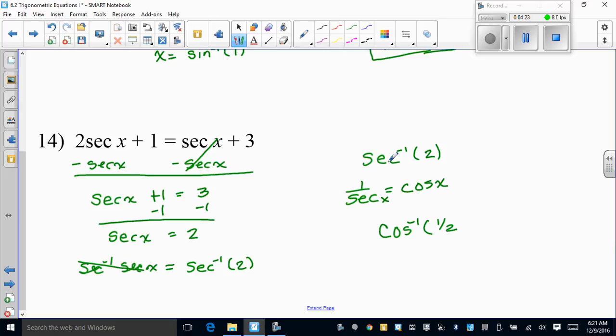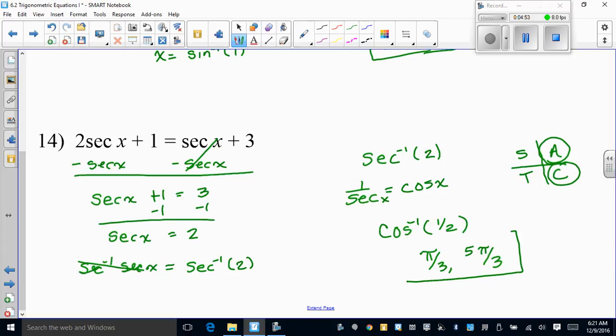Now look at your unit circle and find where cosine equals 1/2. And this is where all students take calculus comes in handy, because cosine is positive here and positive here. So this is going to be pi over 3, and in this quadrant it will be 5 pi over 3. So there are your 2 answers. Unless it's a quadrantal angle, you should get 2 answers every time. Quadrantal angles, only if it's 0 where you get 2 answers.